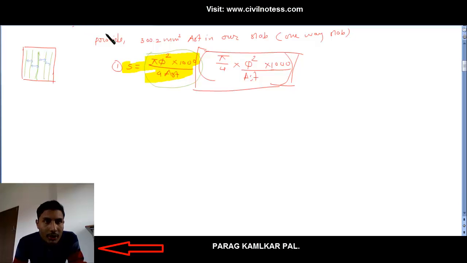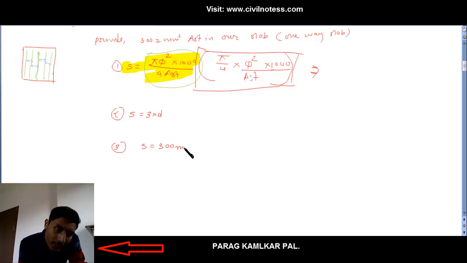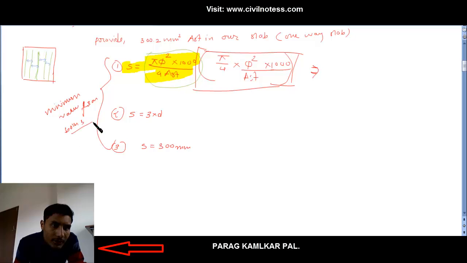Now after getting this formula, we are going to solve another one. With this formula we calculate one value. The next formula is the spacing given as 3 into effective depth. And third, the spacing is taken as 300 mm. We have to take the minimum value of all three.